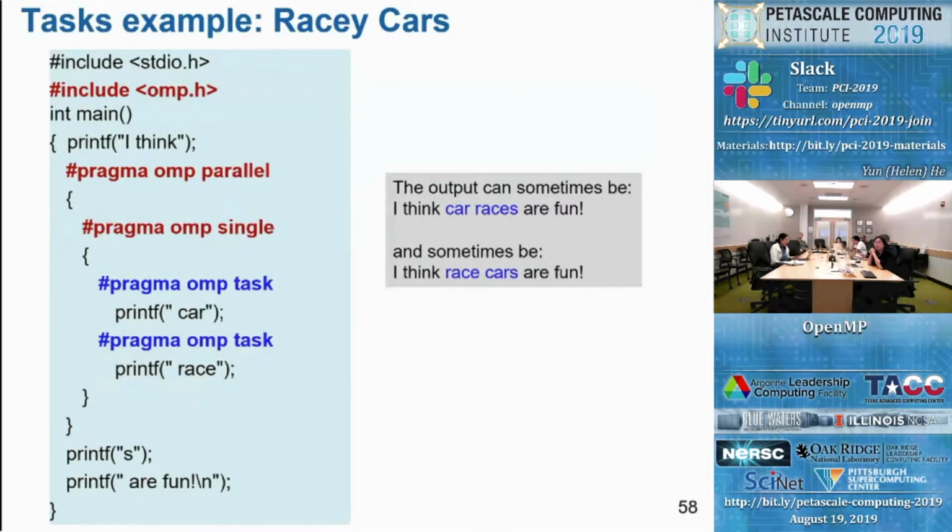There's another example, also in the exercise: try to figure out a way to print. Sometimes when you run it, it prints "I think car races is fun." Sometimes it prints "I think race cars are fun." So the idea is to print car and race as tasks, because if they're tasks, there's no specific order in which task runs first. And this is how it works.